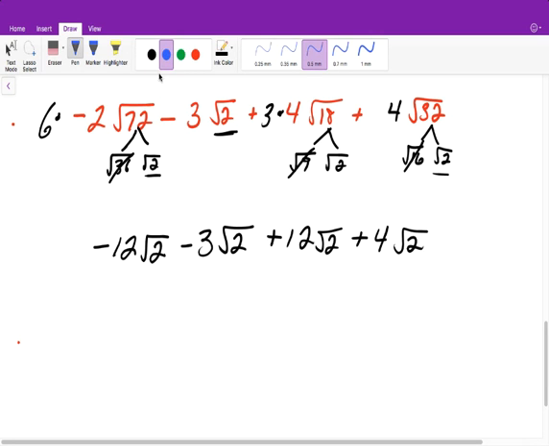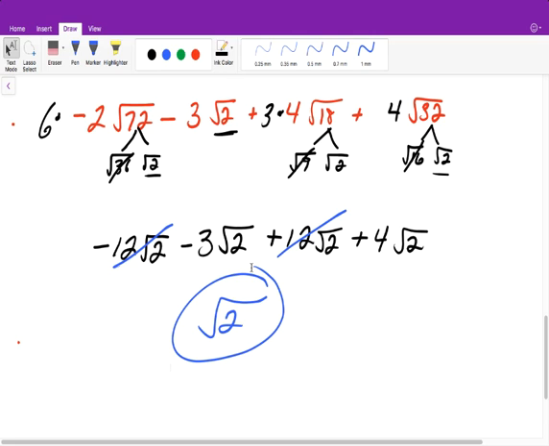Now, the negative 12 root 2 and positive 12 root 2 cancel out, and negative 3 plus 4 is 1, so the final answer was just the square root of 2. All right, that is it for this video. I know I went through them really quickly, but we already discussed most of these or some of these in class. If you have any questions, just reach out and remind.